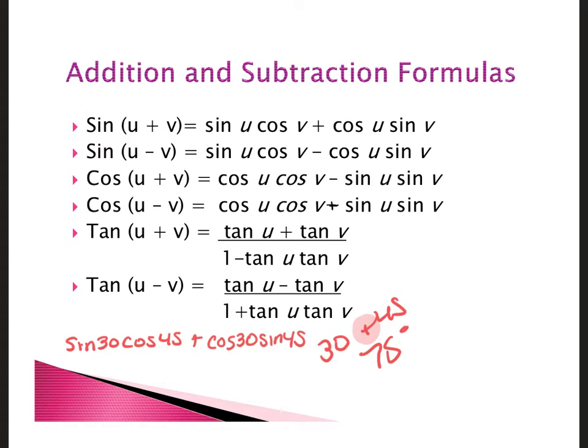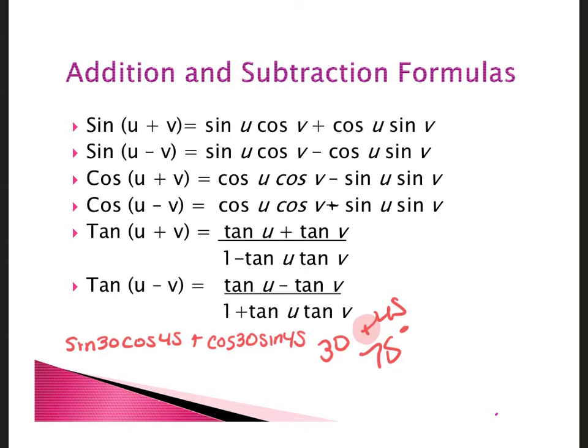Why are they in different orders for the multiplication? It doesn't matter. Christian just asked why that order, and it really doesn't matter. You can do sine 30, cosine 45, and then sine 45, cosine 30. It doesn't matter which way you memorize that. You just have to do one and the other.